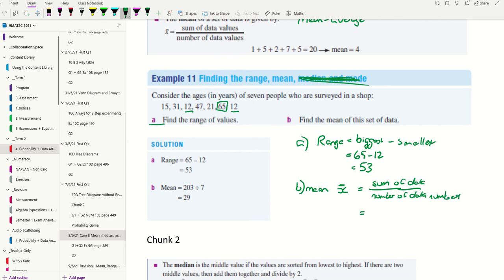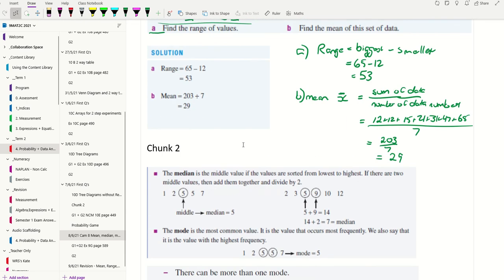So if I'm looking at this first one over here, looking at my range, I need to put that probably in my calculator. But if I just sum them up, and I'm just going to rearrange them from smallest to biggest, and then if I count how many numbers there are, there's 1, 2, 3, 4, 5, 6, 7. So if I throw that all in my calculator, I've got 203 on 7, and my answer is 29.